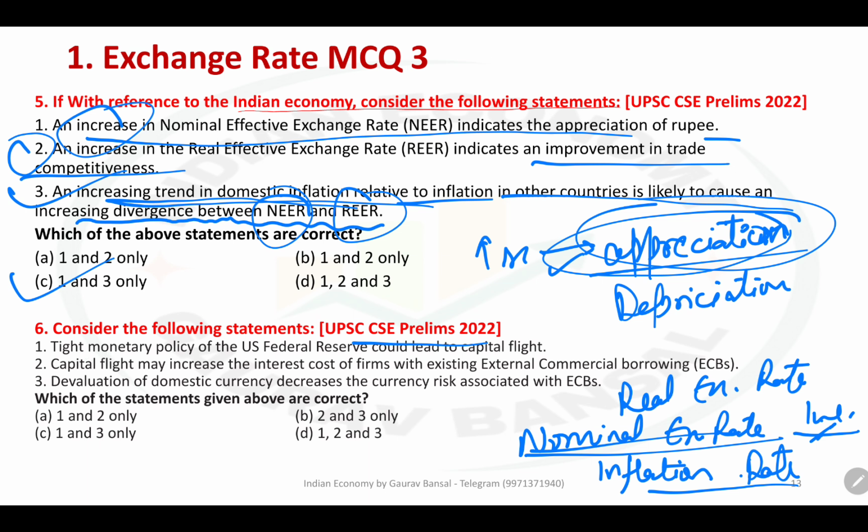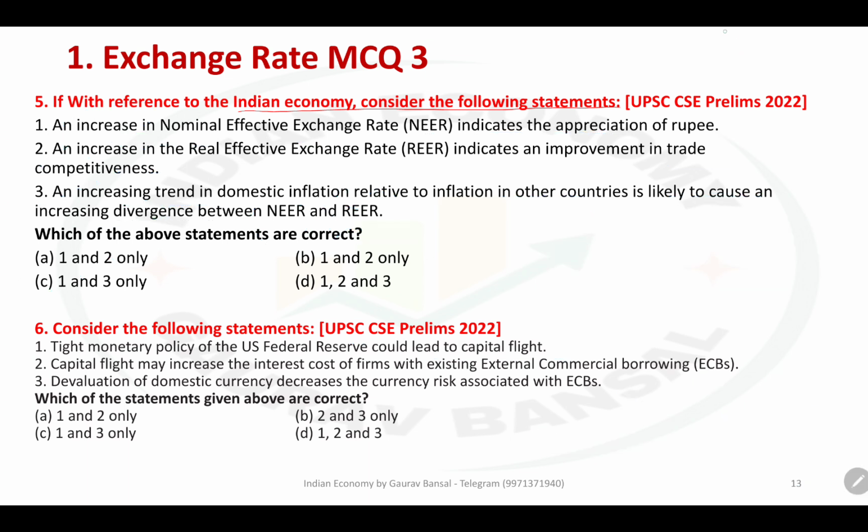Sixth, this is also from 2022. Tight monetary policy of the US Federal Reserve could lead to capital flight. What is capital flight? That investors are taking money abroad from our market, from our market they are taking money to other markets. So, tight monetary policy of the US Federal Reserve. What is tight monetary policy? That means they are reducing money supply. That is what it means.